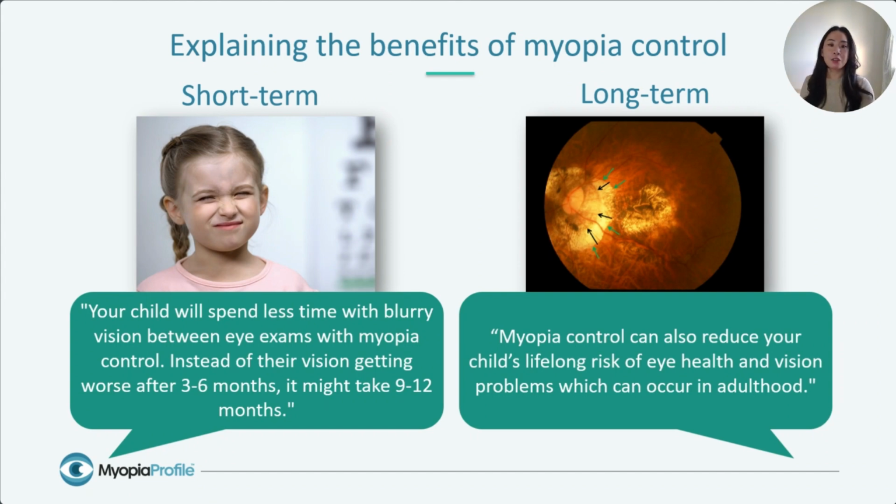And you can phrase those benefits like this. You could start by outlining the short-term benefits of myopia control first, as these are often immediately accessible to people, and then highlight the longer term benefits later on.